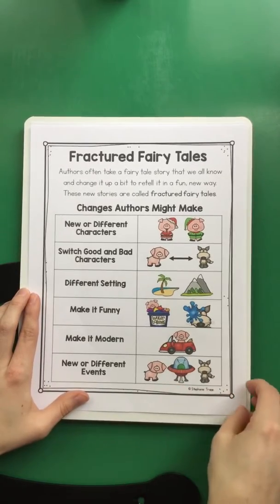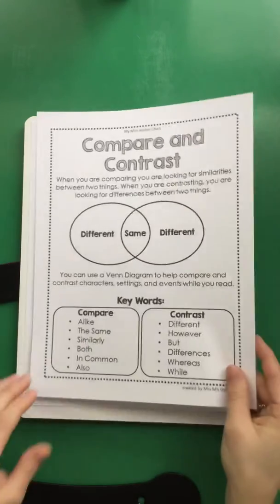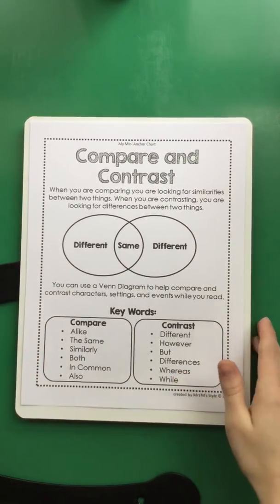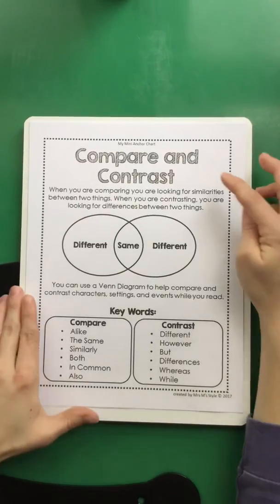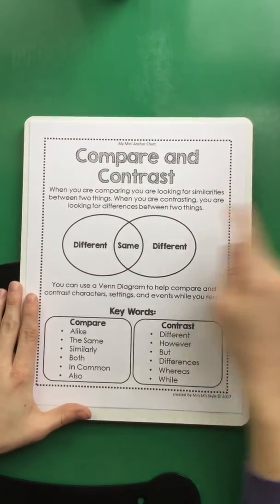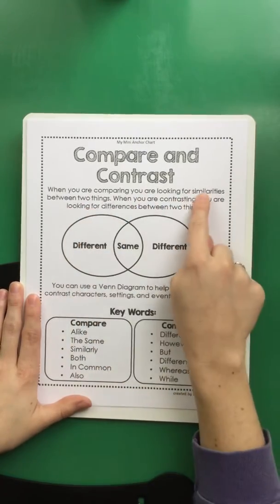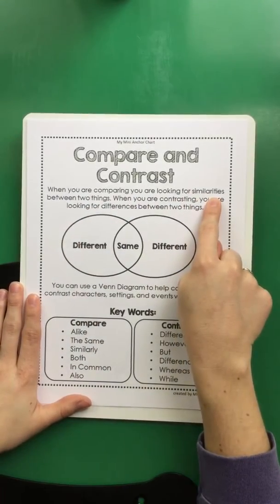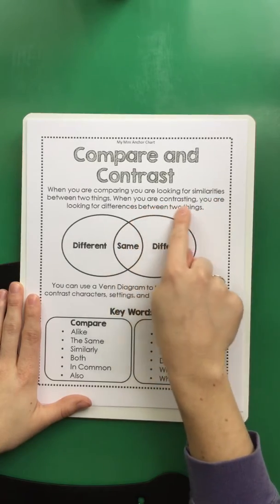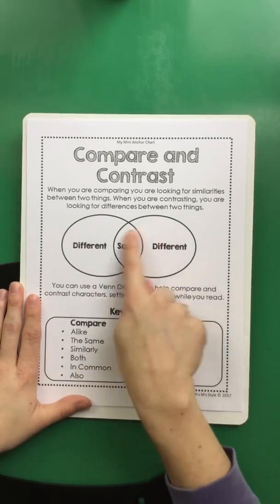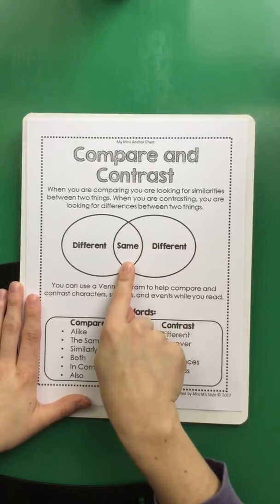So think about those things as you're completing your Venn diagram, but I want to go ahead and review with you what a Venn diagram is, just in case you've forgotten. So a Venn diagram is used to compare and contrast two things. When you're comparing, you're looking for similarities between two things. That similarity means a way that they are the same or similar. When you're contrasting, you're looking for differences between two things. So you've got your Venn diagram set up. It's just two circles, but they overlap in the middle.